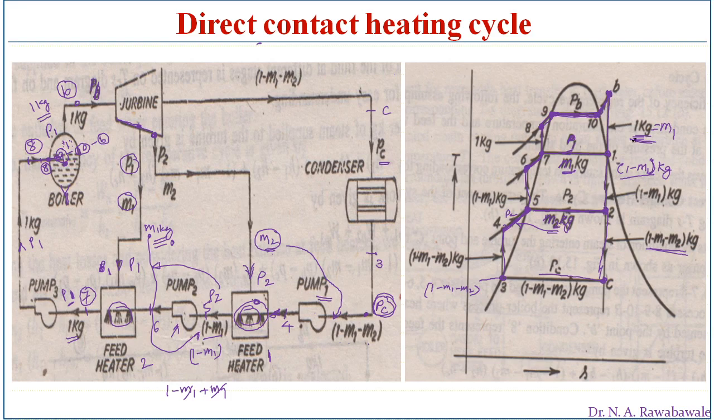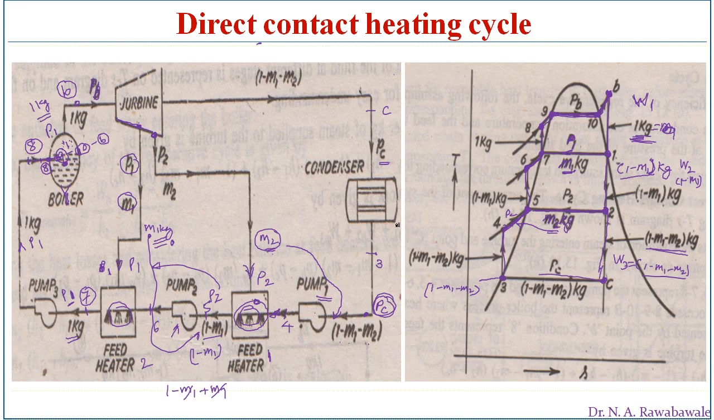So here work is done at 3 locations. Work 1 between B to 1 by 1 kg of steam. So mass of steam is 1 kg, and 1 kg of steam is doing work number 1. Between 1 to 2, work number 2 is done by the steam of mass 1 minus m1 kg. Then the third work, work 3, is done by 1 minus m1 minus m2 kg, which is only expanded between 2 to C.